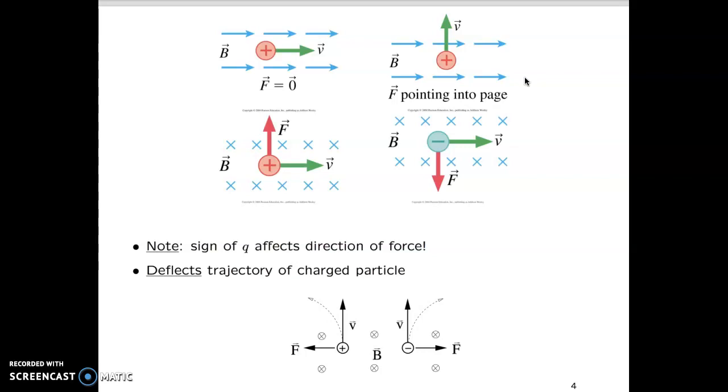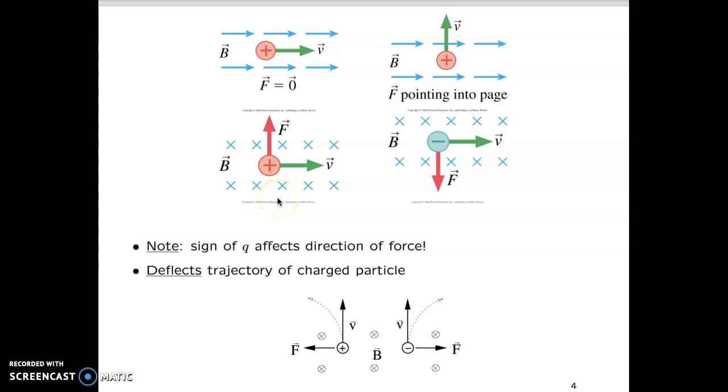Okay, you're going to have to maybe turn your hand to be able to do this. And when you curl your fingers from the green vector to the blue vectors, you should find your thumb pointing into the page or into the screen. Okay, so there's another example.